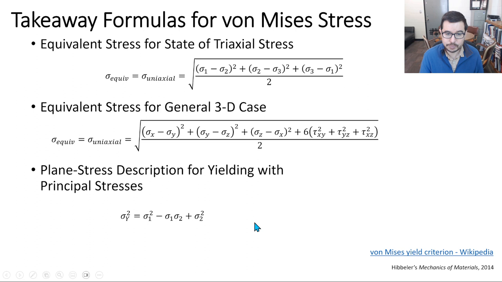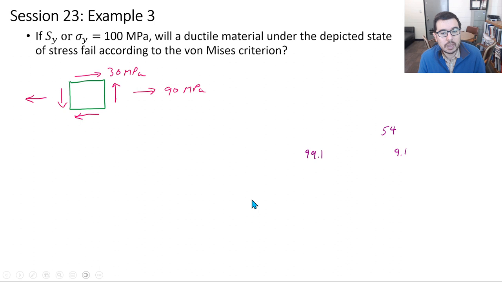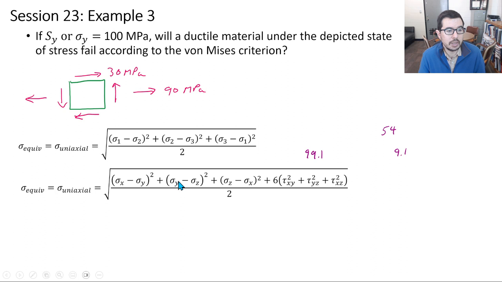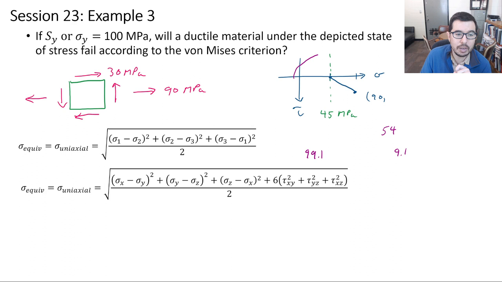an example. If we have a yield strength of 100 megapascals with a ductile material, and we are using the von Mises criterion, do we expect failure? So what you do is take this equation, or this equation, and calculate the equivalent stresses. And these two should be equivalent. It was when I was doing this problem that I realized I had made a mistake in the last session. I had calculated the principal stresses incorrectly, but here they are correctly.